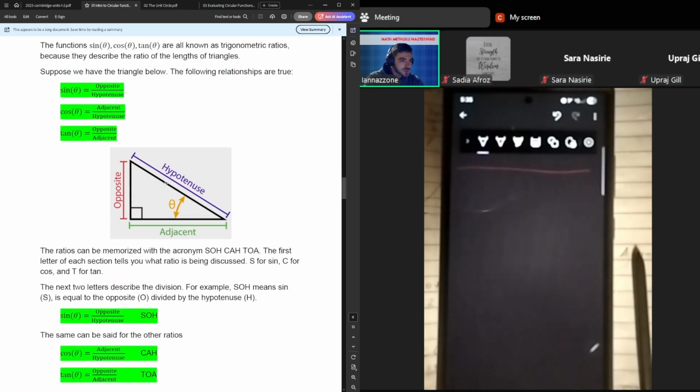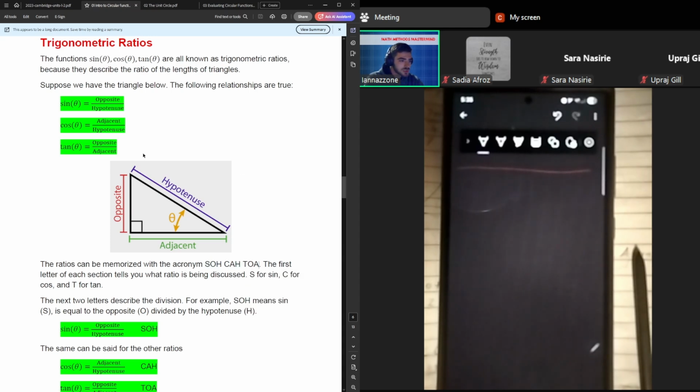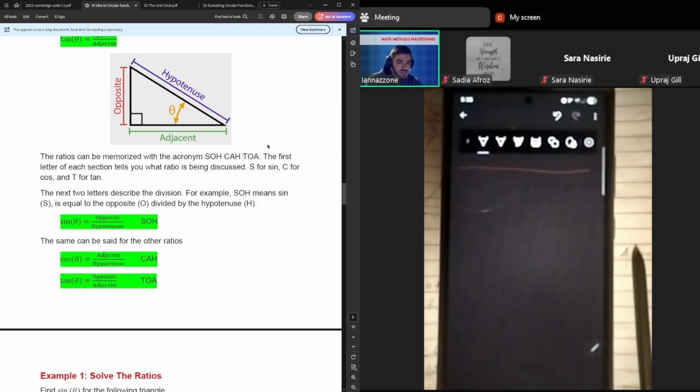You'll also need to be familiar with your SOHCAHTOA, the trig ratios: sine being opposite over hypotenuse, cos being adjacent over hypotenuse, and tan being opposite over adjacent. SOHCAHTOA is the acronym that makes it easier to memorize that. SOH, CAH, and TOA. The first letter is the trig ratio that you use, so S for sine, C for cos, T for tan, and the next two letters describe the division. So OH means opposite over hypotenuse, AH means adjacent over hypotenuse, and OA means opposite over adjacent.